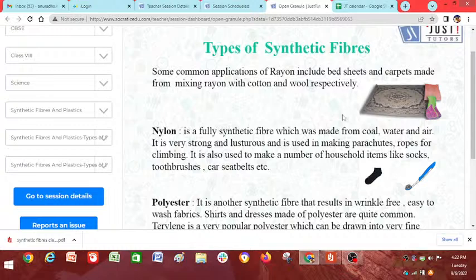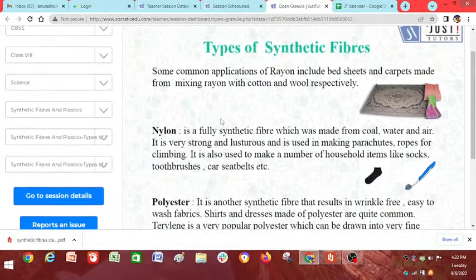Why do you see one part of the bed sheet as shiny? Because there they have used rayon, and they mix rayon, cotton and wool to make bed sheets and carpets. So mixing is going on here because cotton is really costly. So what they do is they pick some rayon, some cotton and some wool, and from that they make bed sheets, carpets, etc.